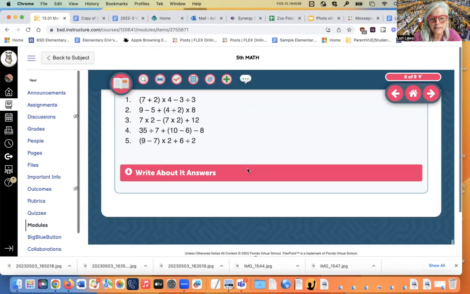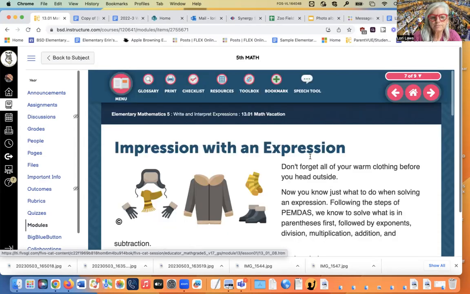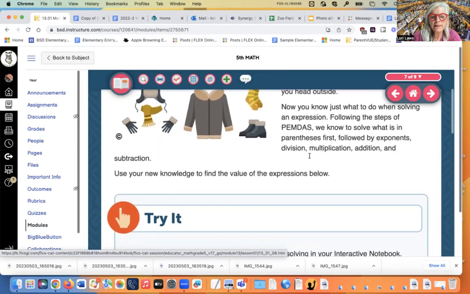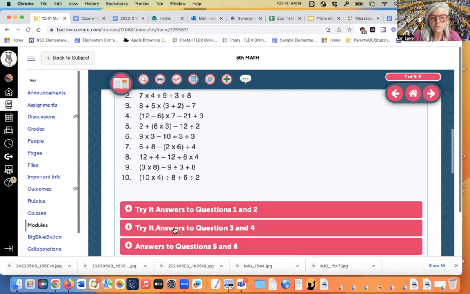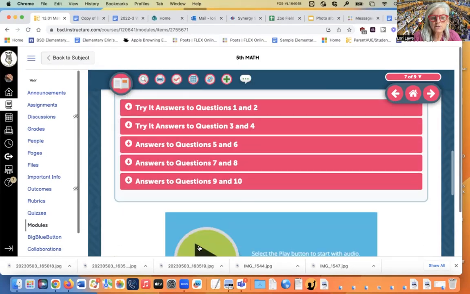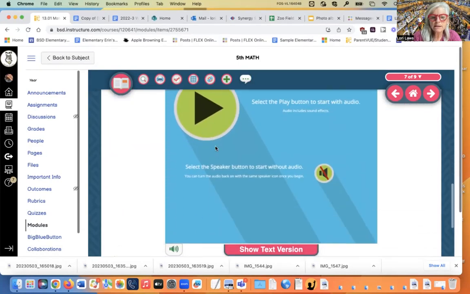So you should practice these. And if you think you understand it, let's go on to the next page. Expression within expression. So I think that's the whole lesson. And now they just want you to practice on some of these and check your answers. Try it, answers. So this is just practice.